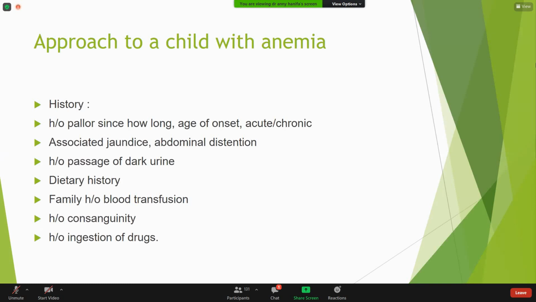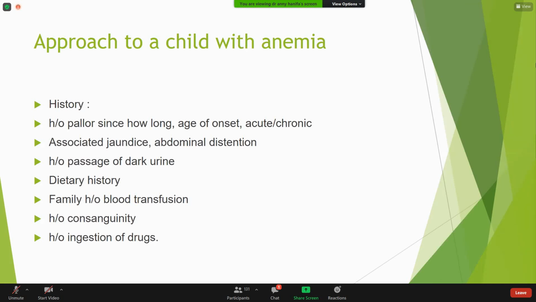And in history, we'll ask about pallor, since how long, age of onset, whether it is acute or chronic, then associated jaundice, abdominal distension, history of passage of dark urine, history of any drug intake, because as you know, in cases of G6PD deficiency, there is usually a culprit that is present, or there is history of a preceding viral infection that has led to the immune hemolysis. So history is very, very important.